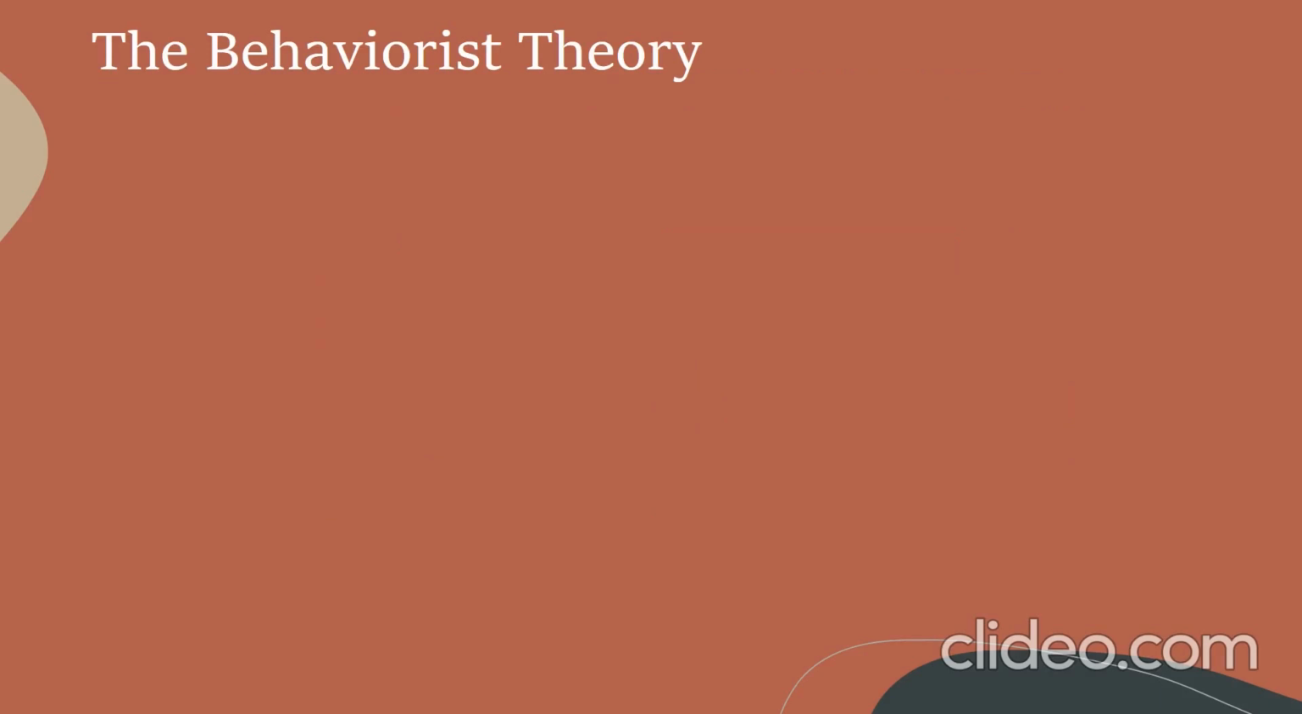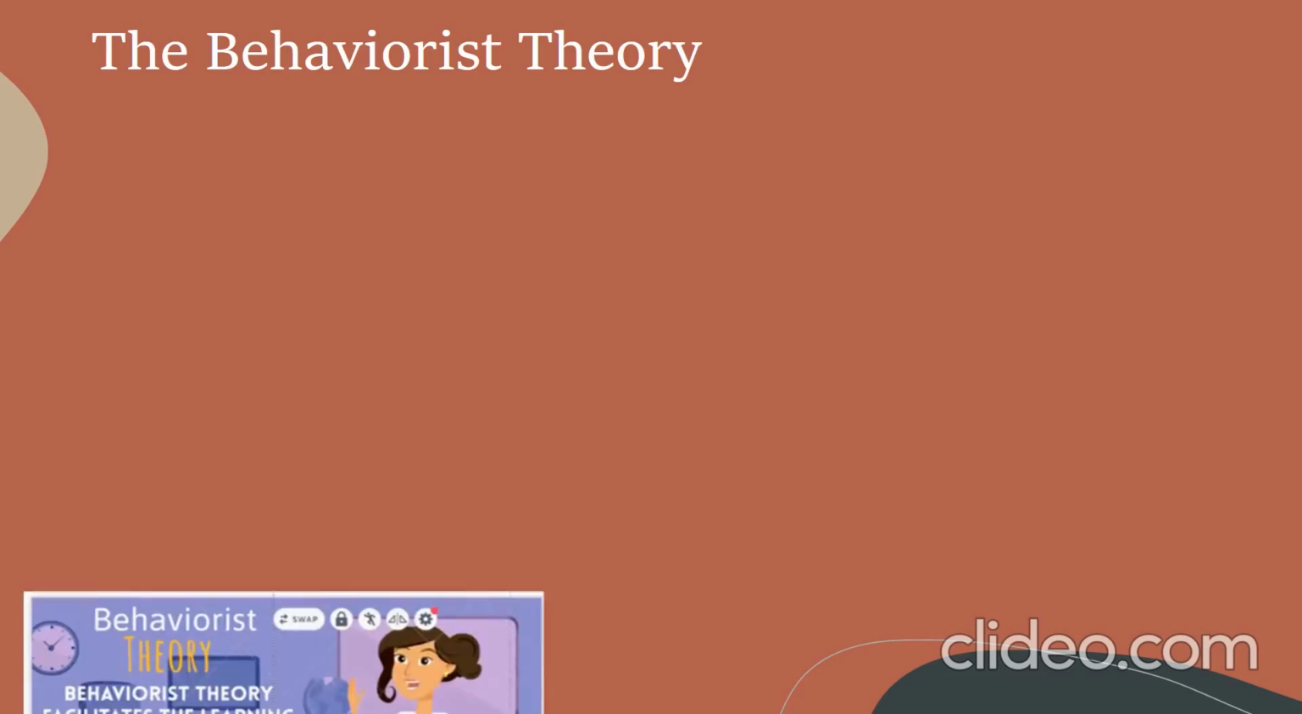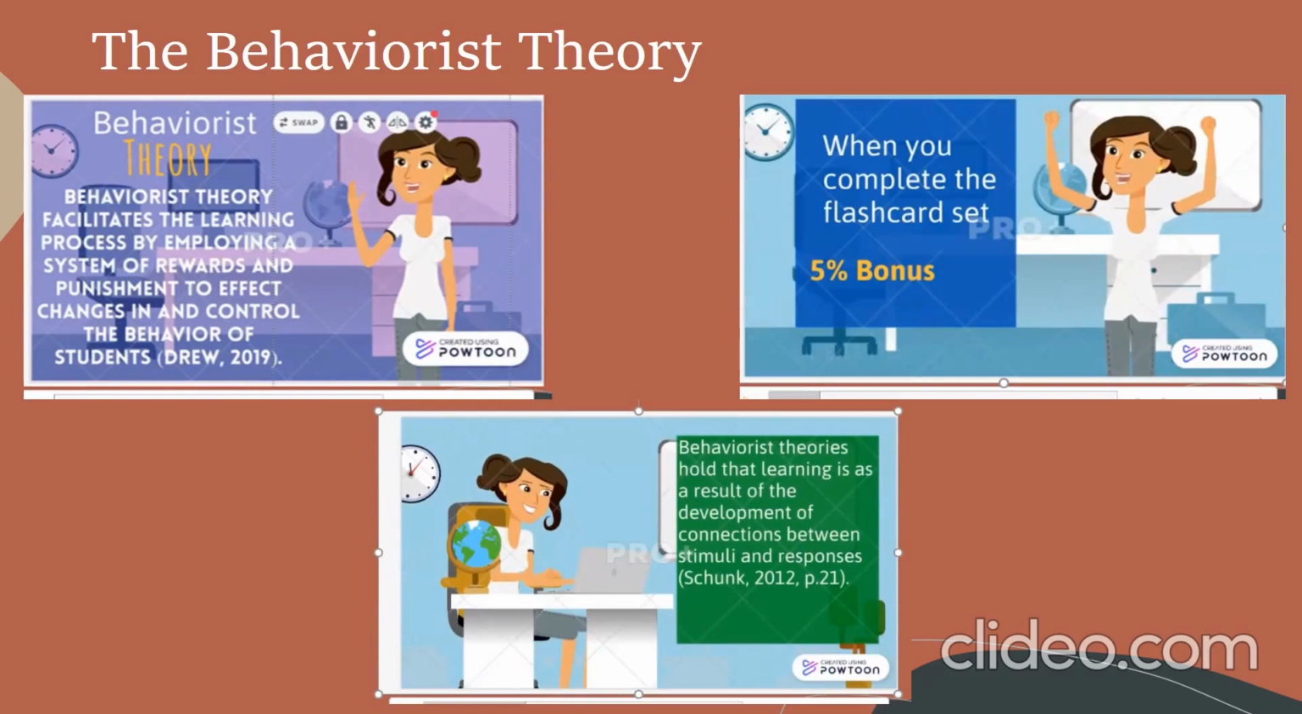The behaviorist theory facilitates the learning process by employing a system of rewards and punishment to effect changes in and control the behavior of students. The reinforcers are that learners will be given 5% bonus points on the overall course grade or forfeit the grade if there's no participation.